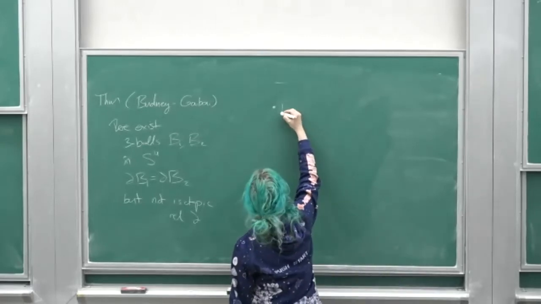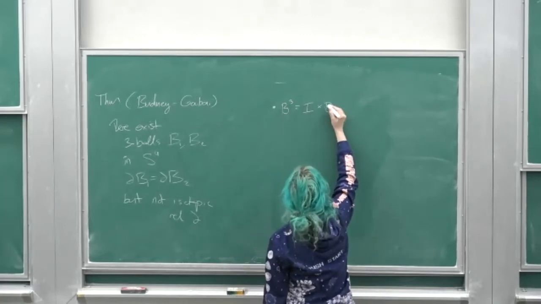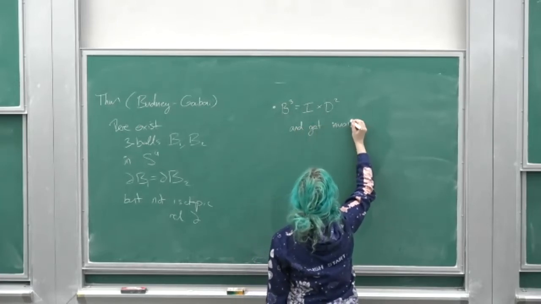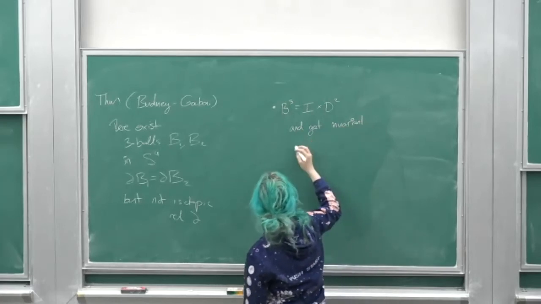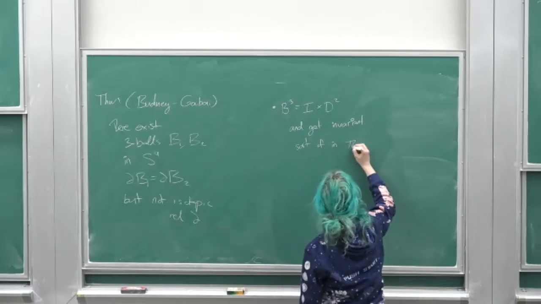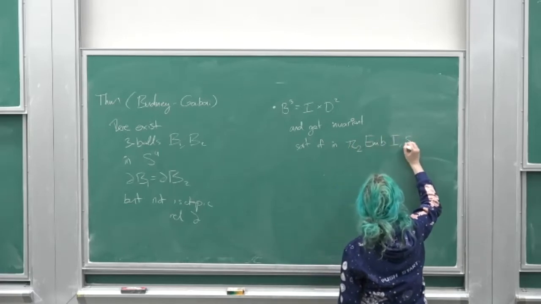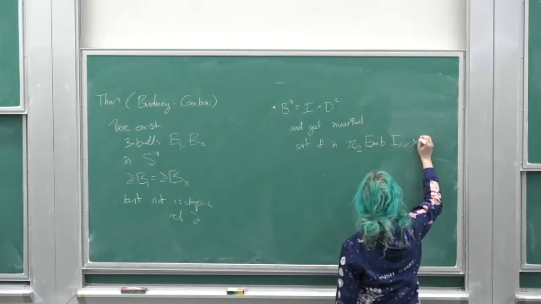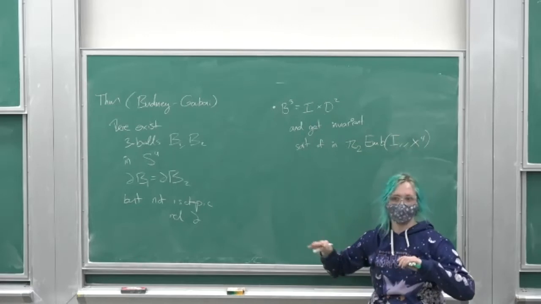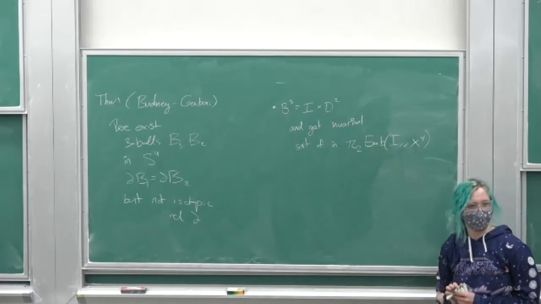They parameterize a three-ball as I cross D2. This is kind of lying, but basically true. And they get an invariant, which, this is being recorded, so this isn't exactly true, which lives in phi 2 of an embedding space of an interval in something. So I cross D2 is sort of a two-parameter family of intervals, so maybe it makes sense why you would look at phi 2 of some space of intervals embedded somewhere.